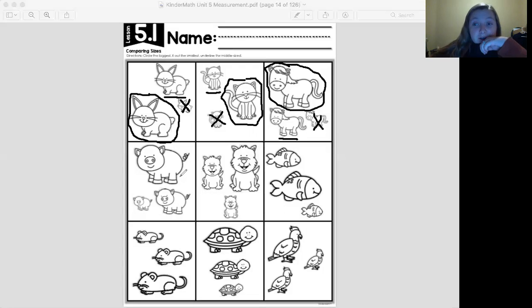All right, do you think you have your answer? All right, let's check. This one, or this one? Which one's the smallest? This one right here. So make sure you crossed out this one. Okay?